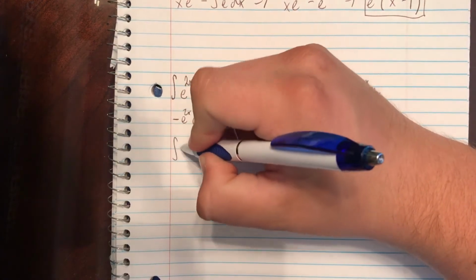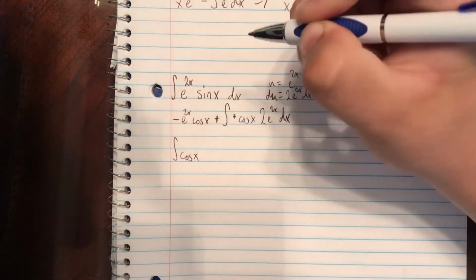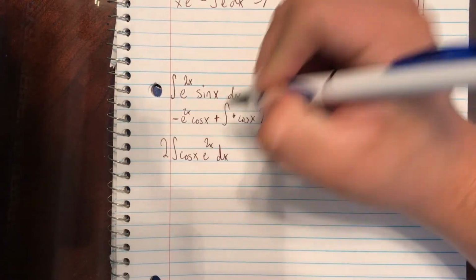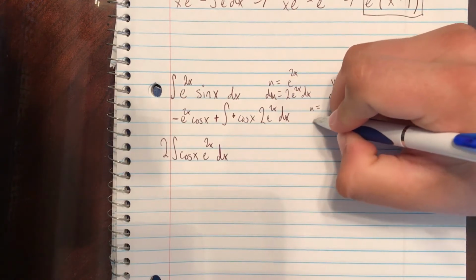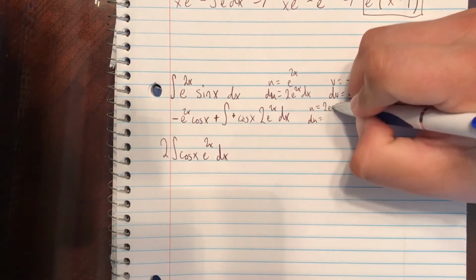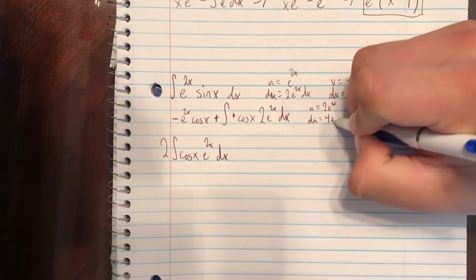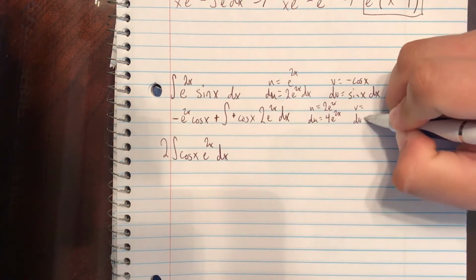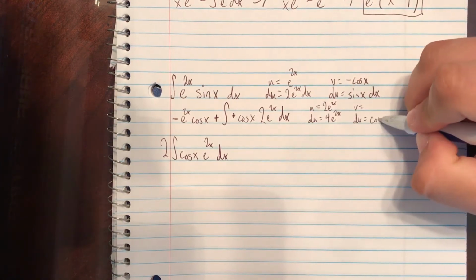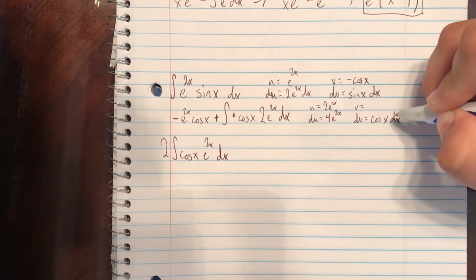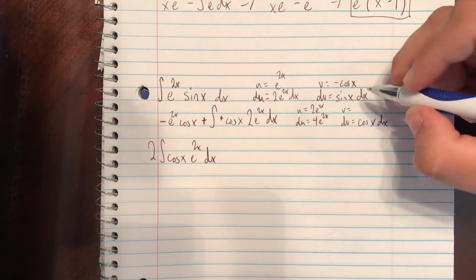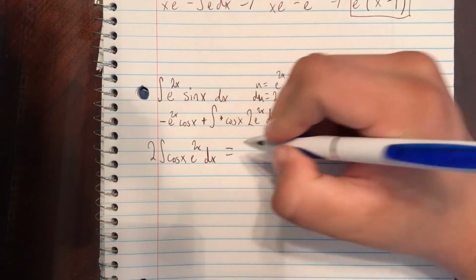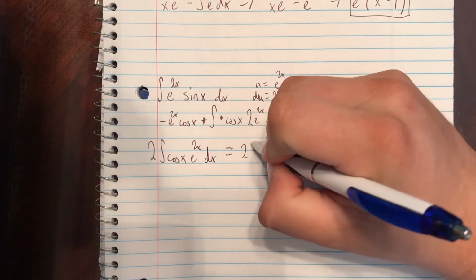So I'll write this off to the side here. Cosine x, and we'll actually take the constant out. 2e to the 2x dx. And we're going to set u equal to 2e to the 2x again, which will get us 4e to the 2x. And then we have v dv, so dv is actually going to be cosine x dx. And integral of cosine x is going to be sine x. And then we're going to set that equal to 2 times the quantity.